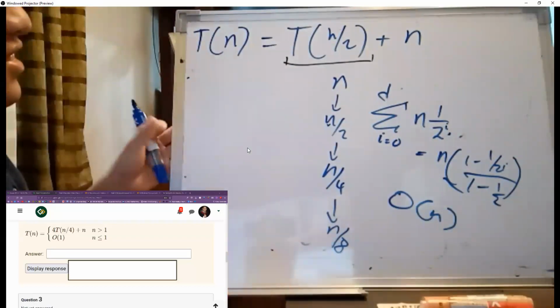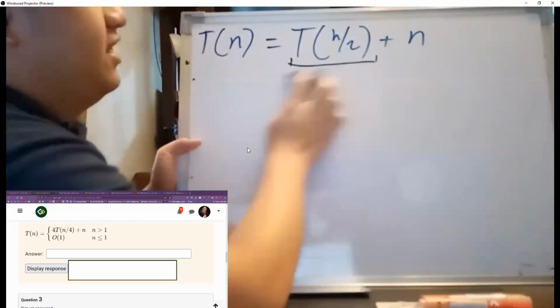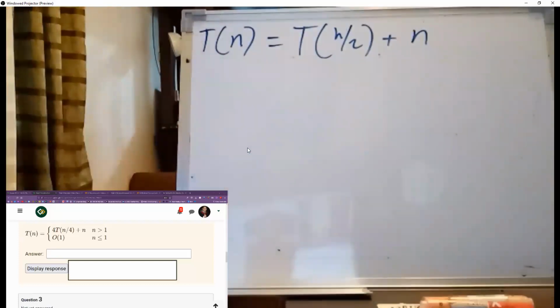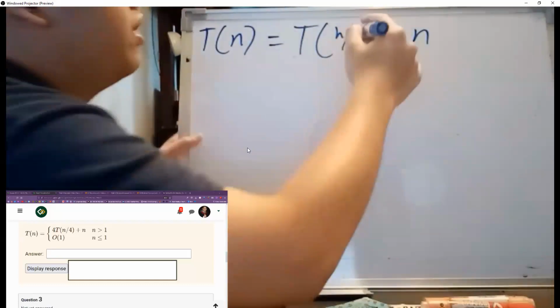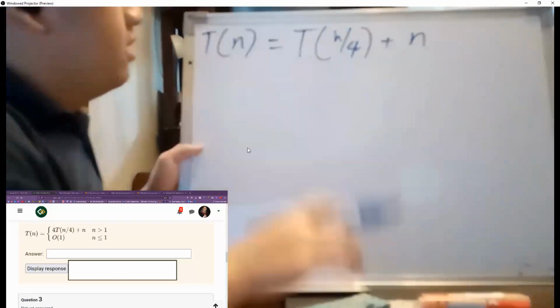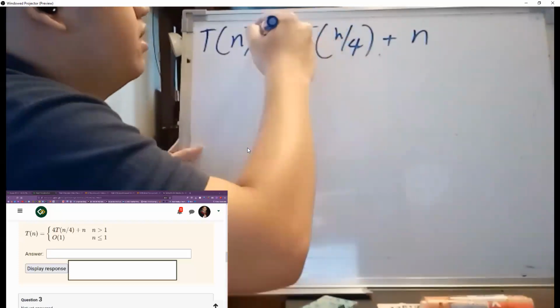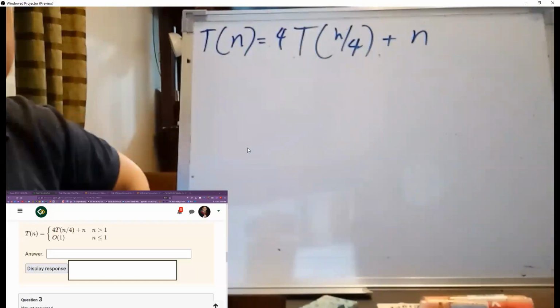Para sa next, actually dalawa pa. So yung for the next recurrence relation, imbis na over 2, it's over 4. And naka-multiply yung 4 dito sa labas. So 4 yung na-spawn.